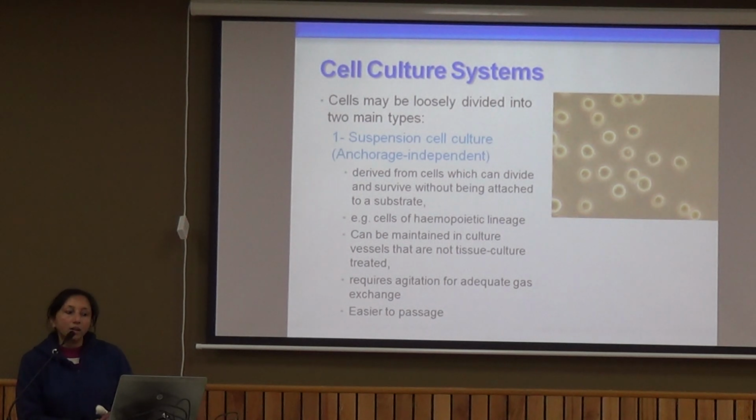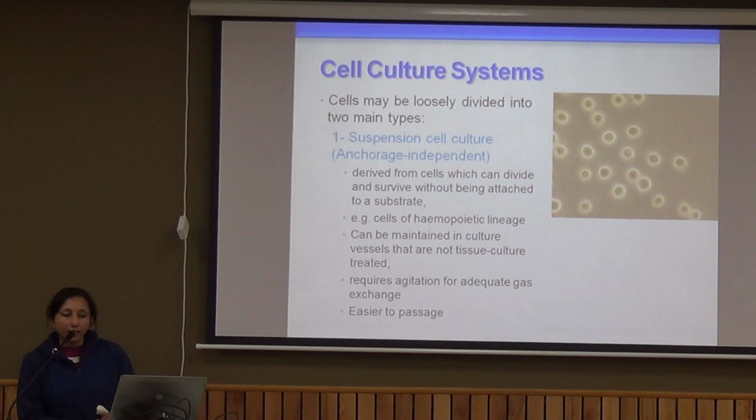Cell culture systems. The cells may be loosely divided into two main types. The first is suspension cell culture, that is, anchorage independent cells. Now, what do we mean by anchorage? The cells which need a particular substratum to attach. Now, these cells do not need any substratum to attach themselves. They grow freely in the media. So, they are derived from cells which can divide and survive without being attached to a substrate.